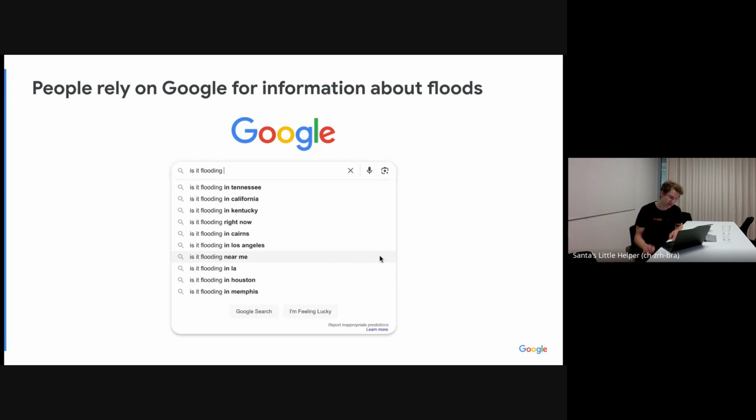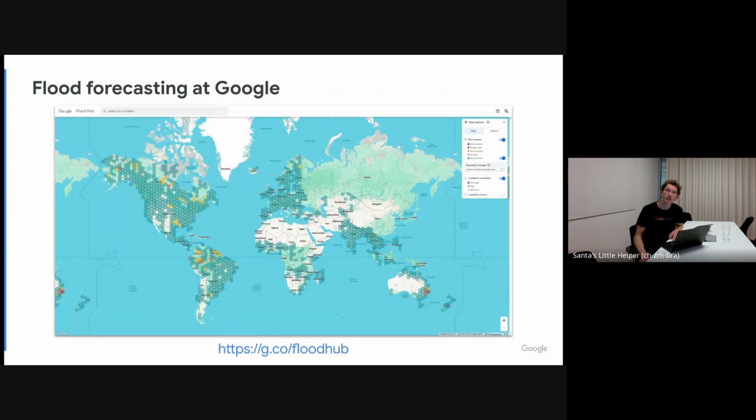Google started this effort about 6 or 7 years ago, I think. And it's come quite a long way since then, where today we have this global model running. It's publicly, freely accessible. You can actually go to this website with the URL at the bottom here. And what you see on that website, we call it the Flood Hub, is really a global view of all of the places that we're issuing predictions for.